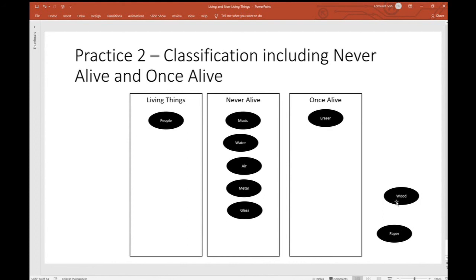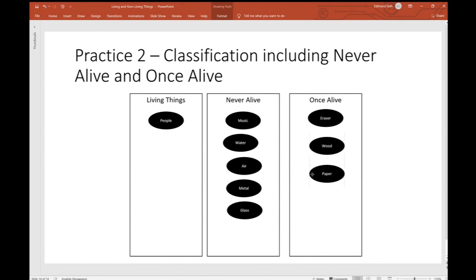Okay, but wood comes from tree, right? And tree used to grow, they used to reproduce. So tree is alive, but wood is not alive. So wood is once alive. Last time alive when it was a tree, but now no longer alive. And then same thing, paper also comes from tree lah. Okay, so that's how you classify them.